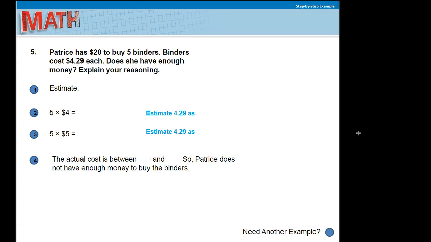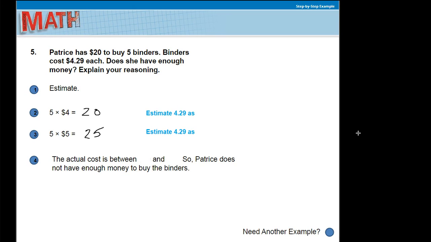All right, so here's a kind of a tricky one that shows like if you round to 2 different numbers. So if we round, Patrice has $20 to buy 5 binders. Binders cost $4.29 each. Does she have enough? Explain your reasoning. So if we're going to estimate $1 to $4 and 1 to 5, so 5 times 4 is 20. And if we have 5 times 5 is 25. So she only has $20.